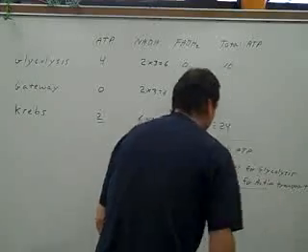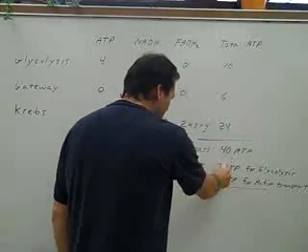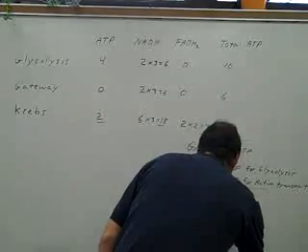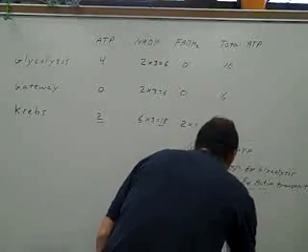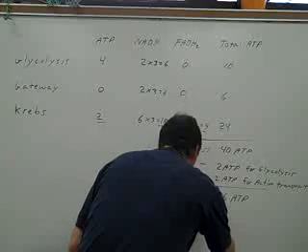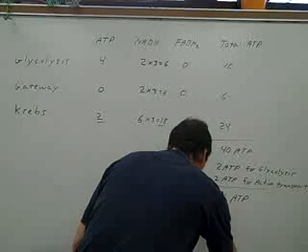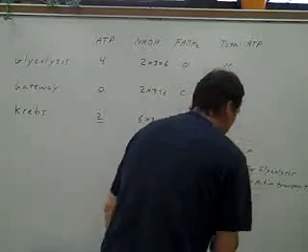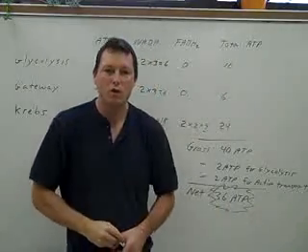I'm then going to add everything up. 40 minus 4 is 36 ATP. And I'm going to call this my net. That's my profit right there. I have a profit of 36 ATP, which is pretty good.